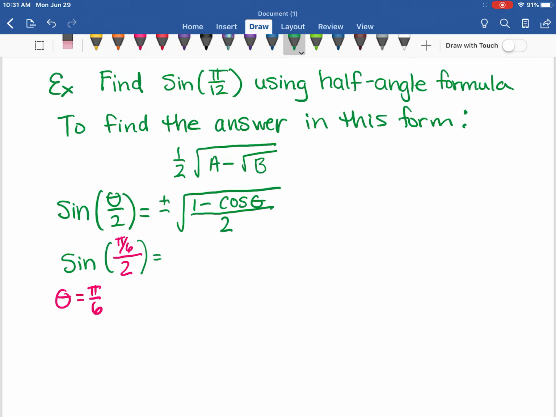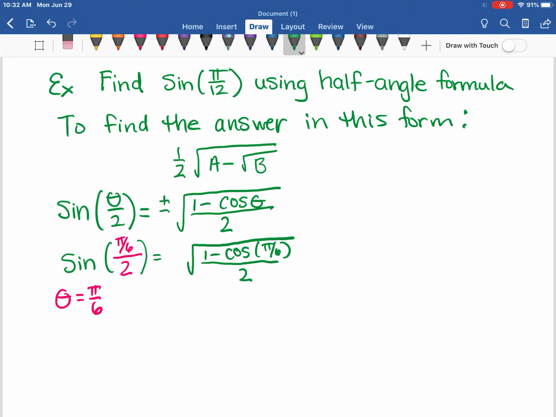So now that we have our angle identified as pi over 6, we want to put the information into our formula. And for just a moment, we're going to ignore the plus or minus. I'm going to put in 1 minus the cosine of our angle, which is pi over 6, divided by 2.